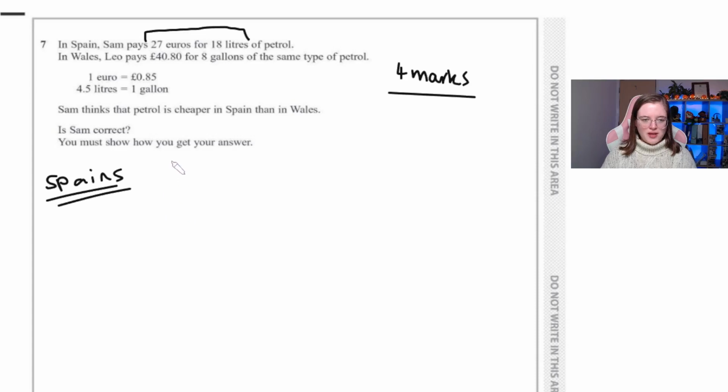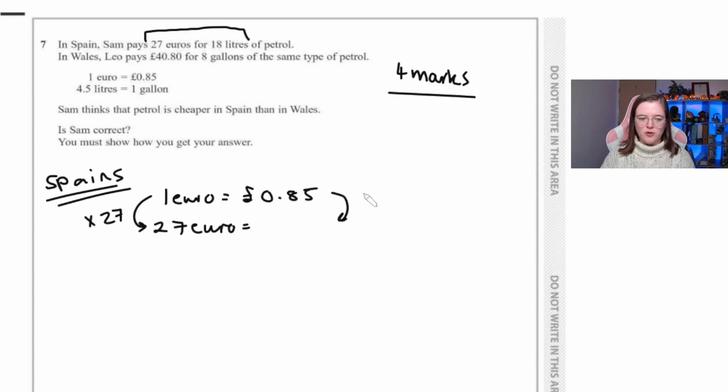Okay, so we know that if I do the euros first, €1 is 85p. So 0.85. We know then that he has €27 for his 18 litres of petrol. So the conversion is 1 to 27. That's times by 27. We can do the same on the other side, kind of like proportion questions. So I'm going to do 0.85 times 27, which is £22.95. Okay, so that's the euros.